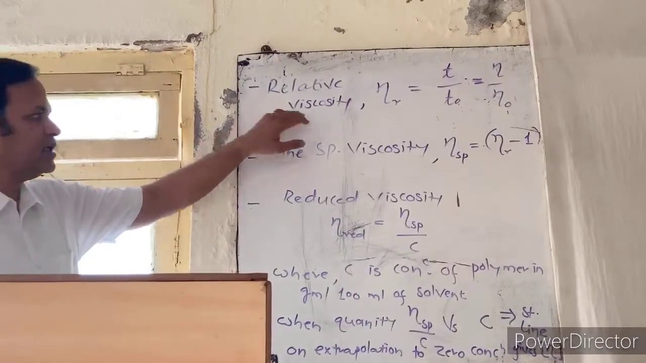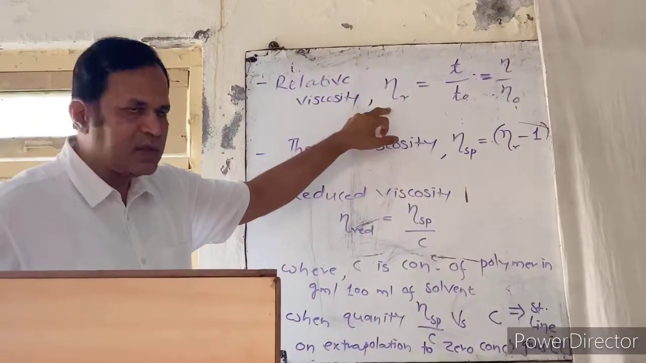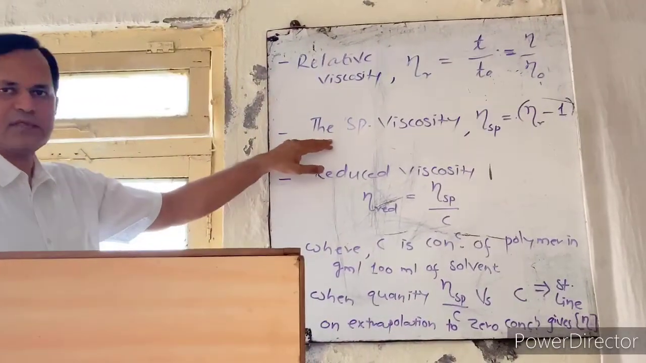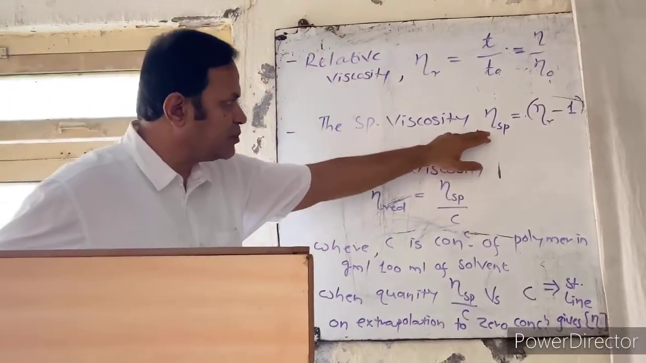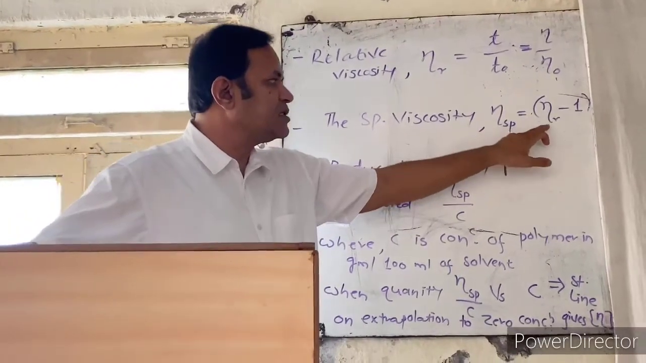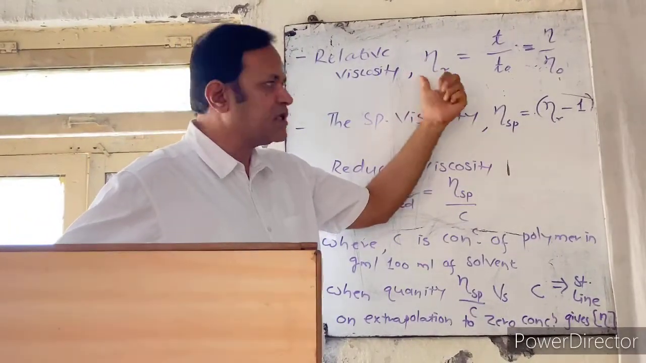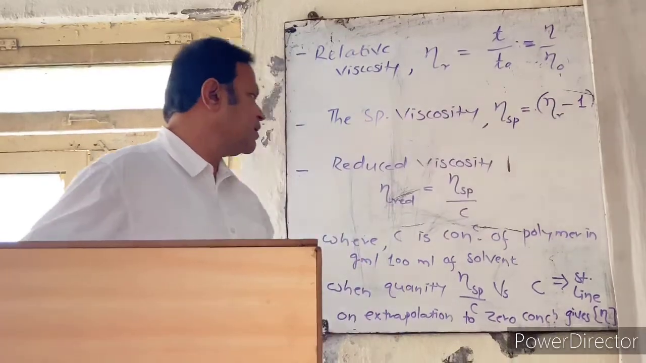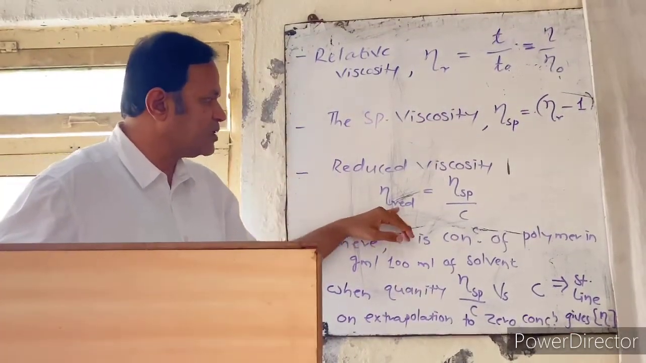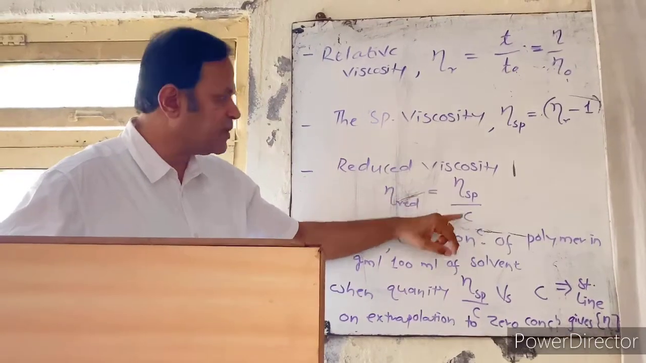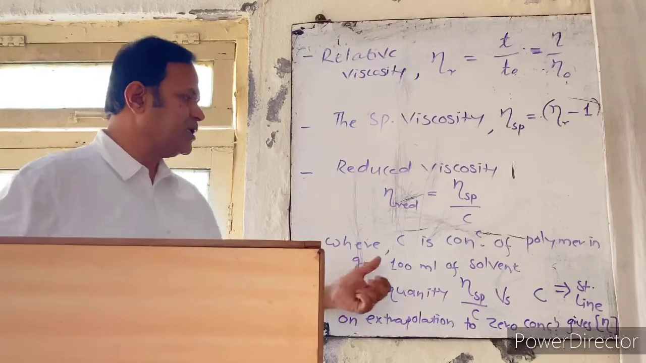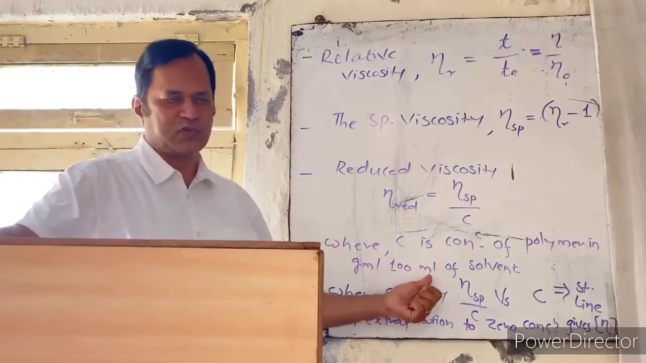Relative viscosity eta R is equal to t by t naught, which is equal to eta by eta naught. The specific viscosity, represented by the symbol eta sp, is equal to the relative viscosity minus 1, that is eta R minus 1. The reduced viscosity eta red is equal to specific viscosity divided by C, where C is the concentration of polymer in grams per 100 ml of solvent.